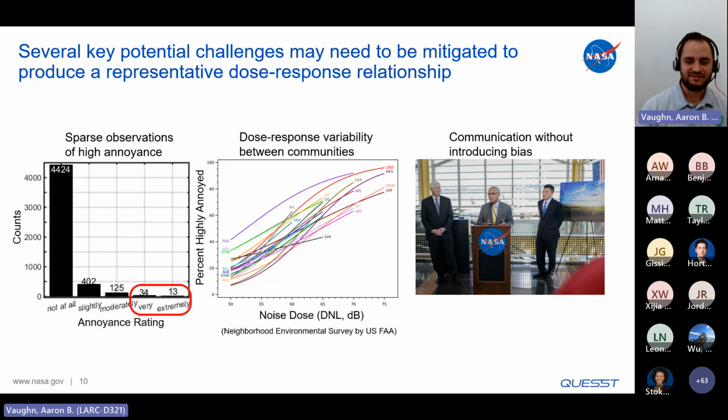Our success is really collecting that unbiased data, and so we want to make sure we mitigate any bias in our communication by having an expert panel that will review our communication materials as we work with the various communities that would be flown over.